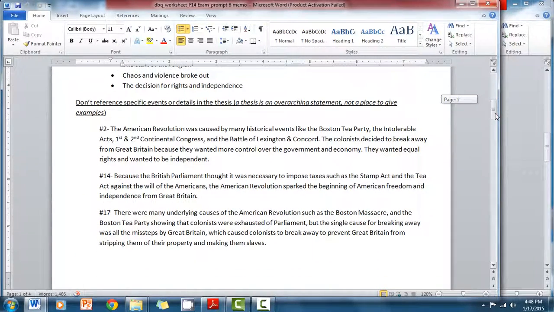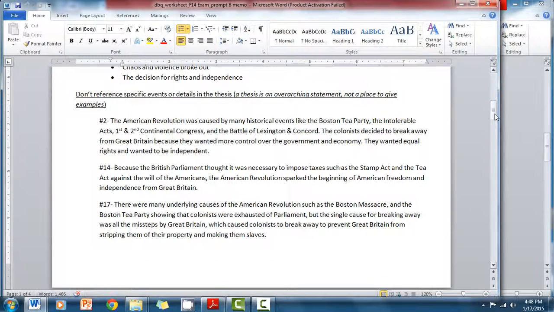It's hard to follow. The next piece of advice here is don't reference specific events or details in the thesis. A thesis is an overarching statement. It's not a place to give examples. So when the question is asking us to assess the various causes of the revolution, student number 2 wrote: the American Revolution was caused by many historical events, like the Boston Tea Party, Intolerable Acts, First and Second Continental Congress, the Battle of Lexington and Concord.